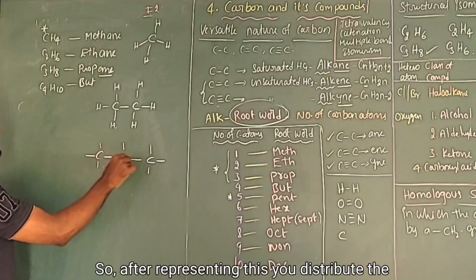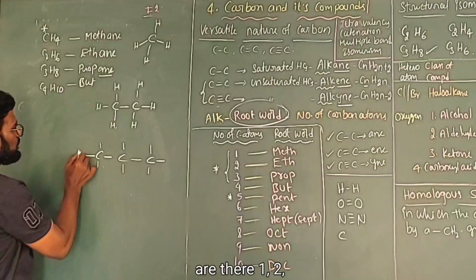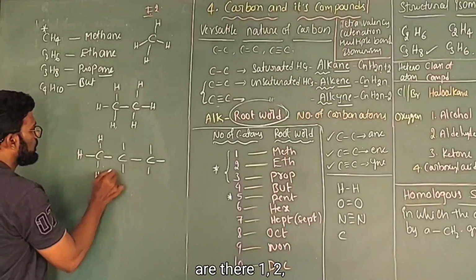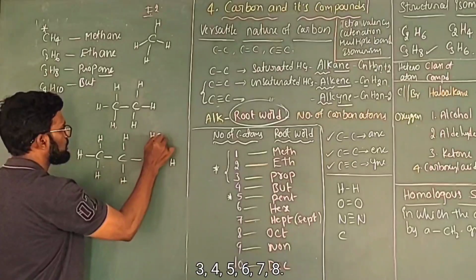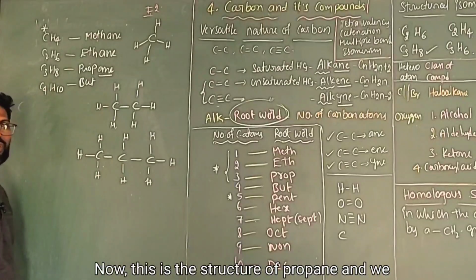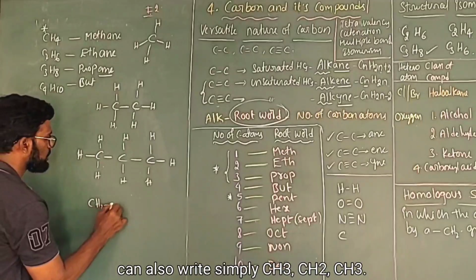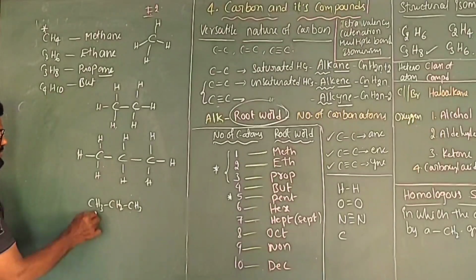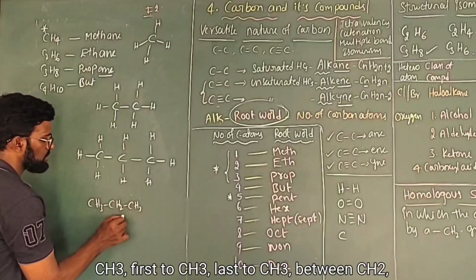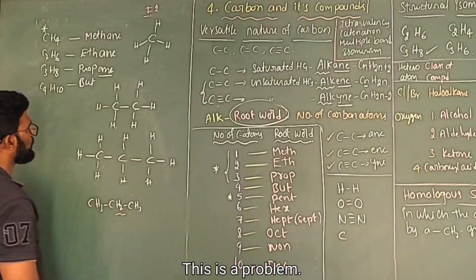The last one has 1 bond only, so it should have the remaining 3 bonds. After representing this, you distribute the hydrogen atoms. Total 8 hydrogen atoms are there: 1, 2, 3, 4, 5, 6, 7, 8. Over. This is the structure of propane. And you can also write simply CH3, CH2, CH3: first CH3, last CH3, in between CH2. This is propane.